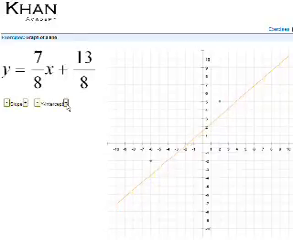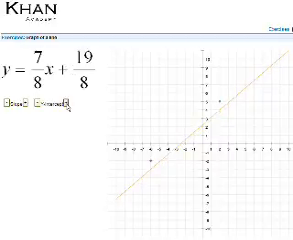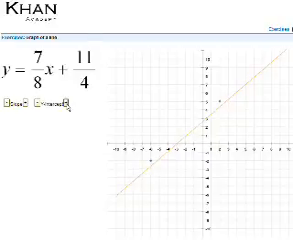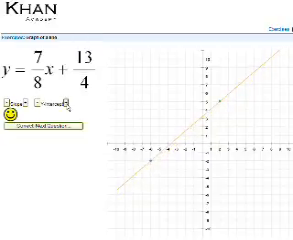Let's move this line up, and you do that just by the y-intercept. You can see shifting the y-intercept up just shifts the line straight up. It doesn't change the inclination of the line. The slope changes the inclination of the line. The equation of this line is 7/8 x plus 13/4.